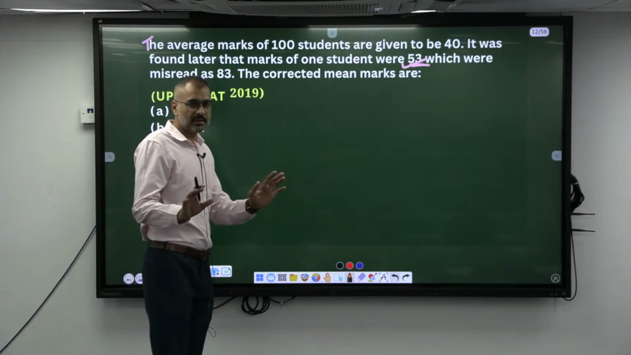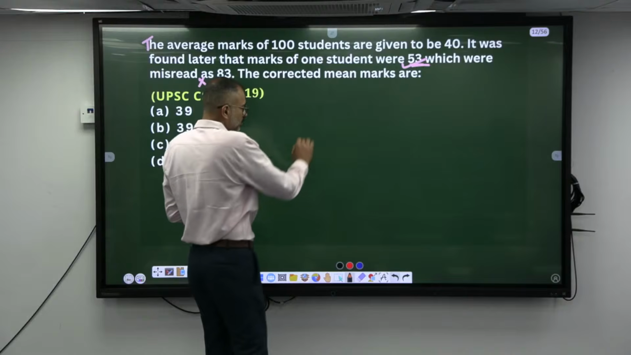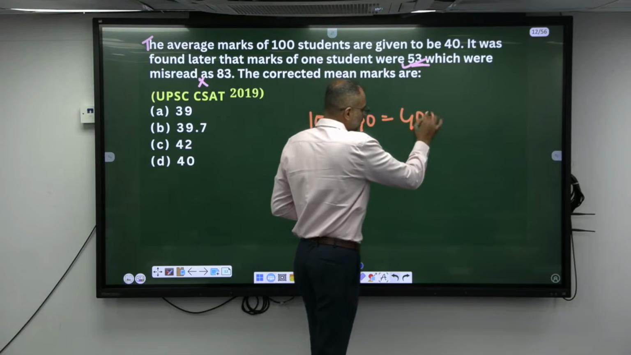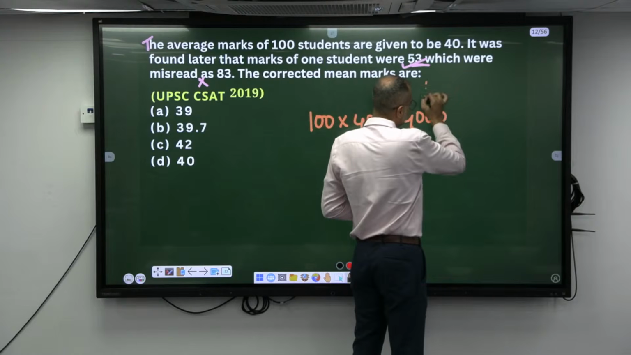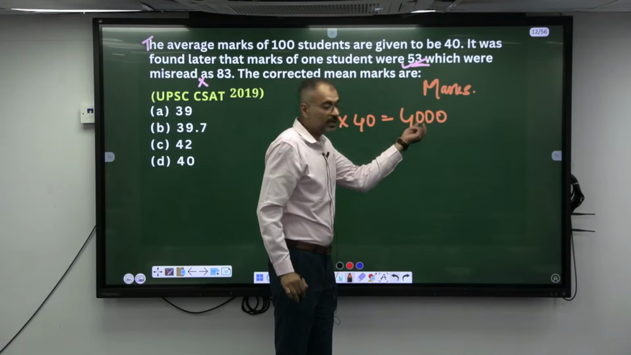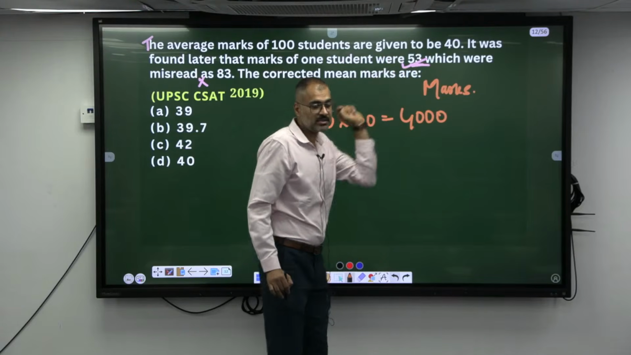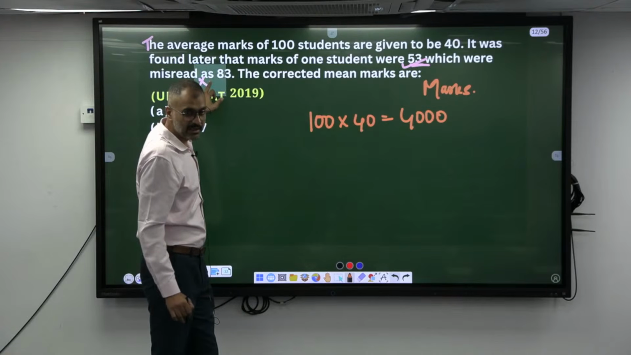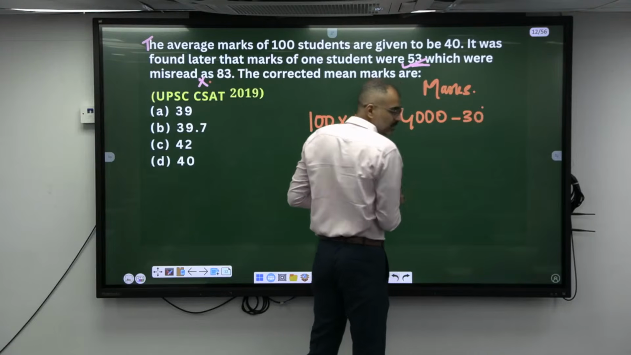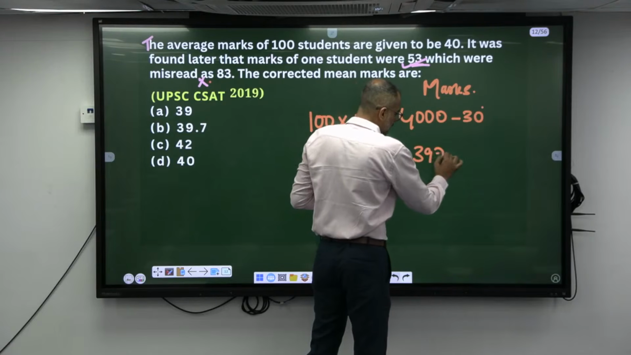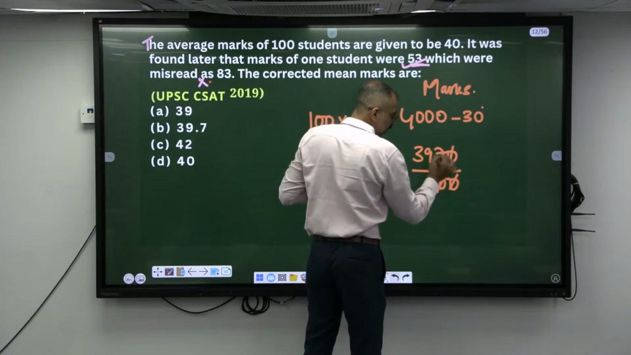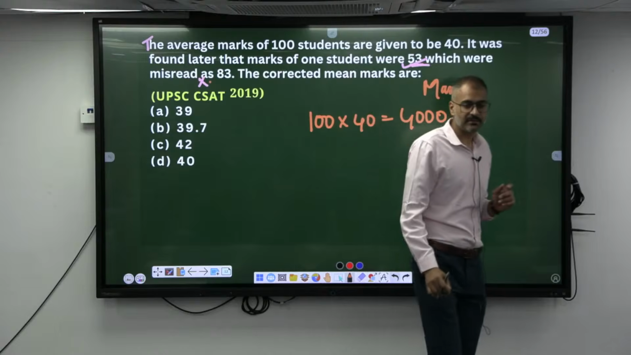Hundred students are there. Each is scoring 40, 40, 40. So what is the sum of their scores? 100 into 40, which is 4000 marks. The sum of their marks is 4000. But in this 4000, there was supposed to be 53. But in the place of 53, we have entered 83. So if I correct it, the sum of their scores will reduce by 30. So what is the new score? 3970. If I divide this 3970 among 100, we'll get how much? 39.7.